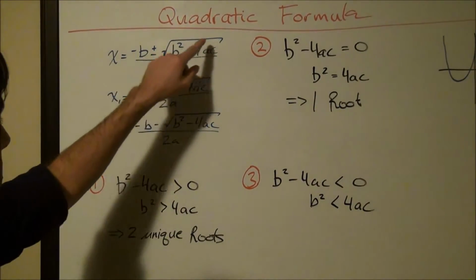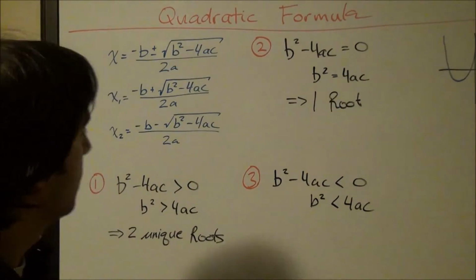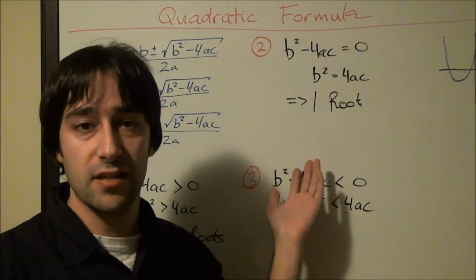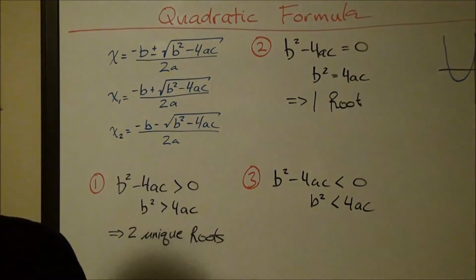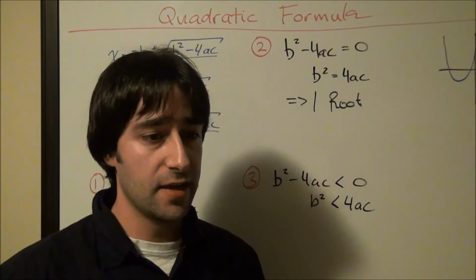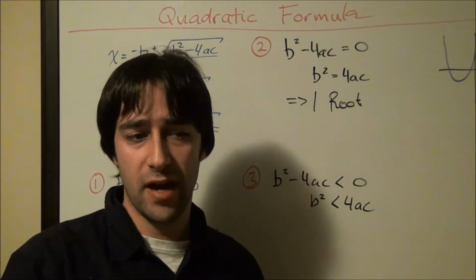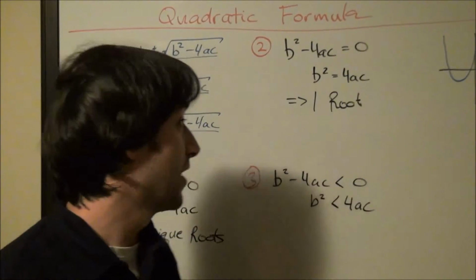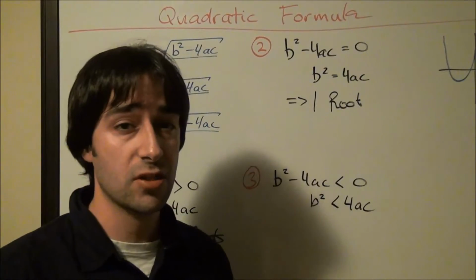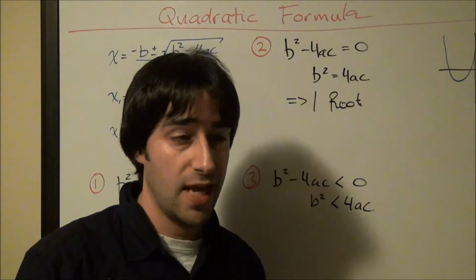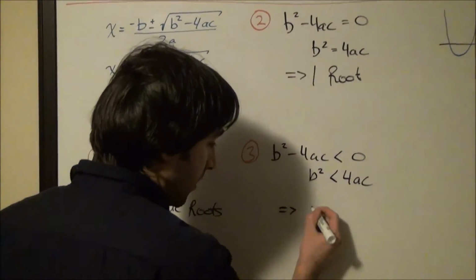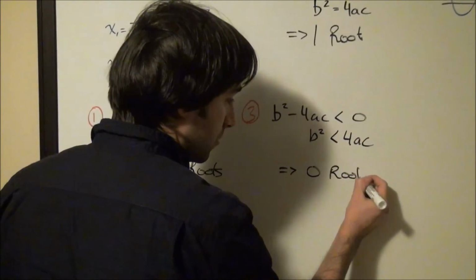Well, if this is a negative number, that means that you're taking the square root of a negative number. And you can't classically do that. There are solutions to the square roots of negative numbers. They're called complex numbers or imaginary numbers. And I think we'll be exploring that in either the next tutorial or the tutorial after that. But most calculators can't give you a solution. And the reason they can't give you a solution is because there's no real solution. And the lack of a real solution means that there are 0 roots.